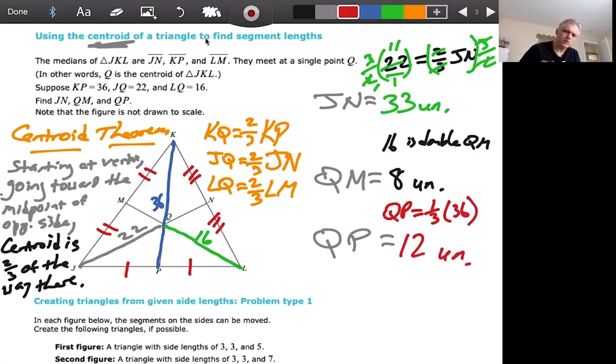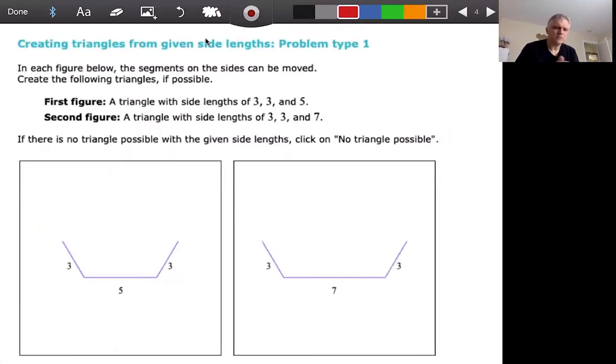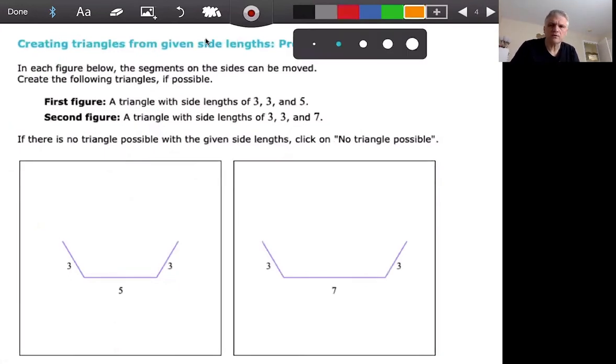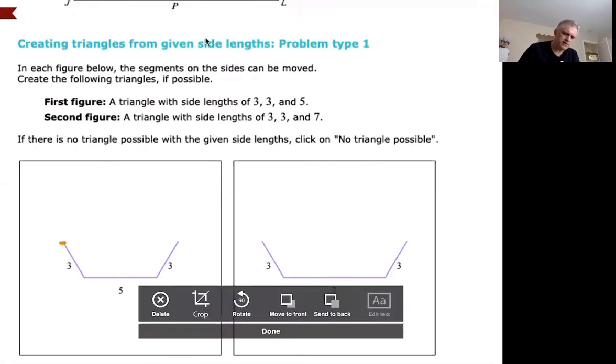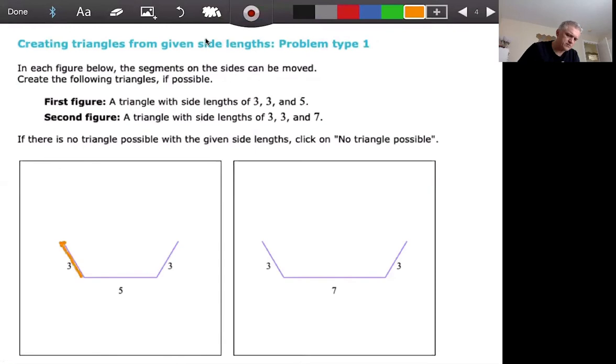Okay, let's move on. Compared to the first three questions, it's going to be lightweight work, however you guys want to say it. In each figure below, you can drag these segments so that you can move them this way and that way. Same thing with this one. You can move him this way and that way.